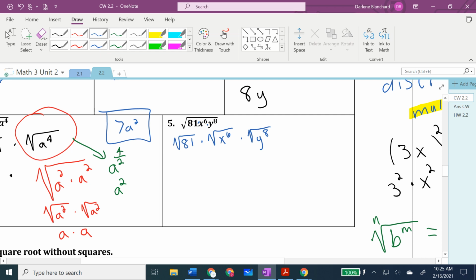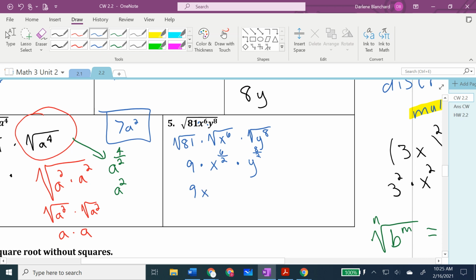You should be familiar with the square root of 81 is 9. If you write these in fractional notation, you might get these faster. So I'm going to do fractional notation. The exponent is 6. The index of the root is 2. And then for the y, the exponent is 8. The index of the root is 2.